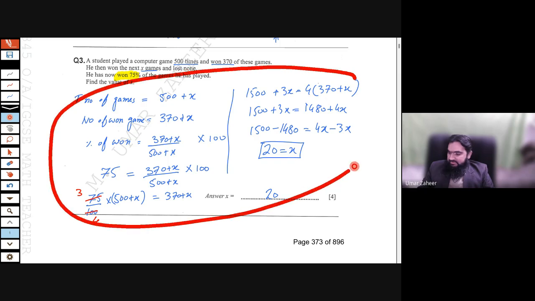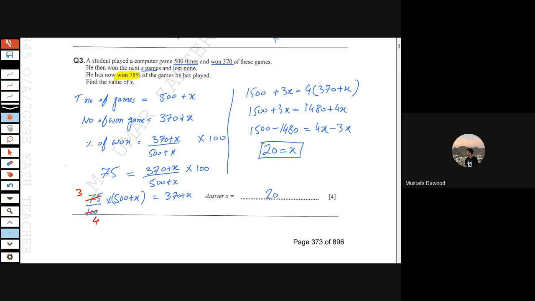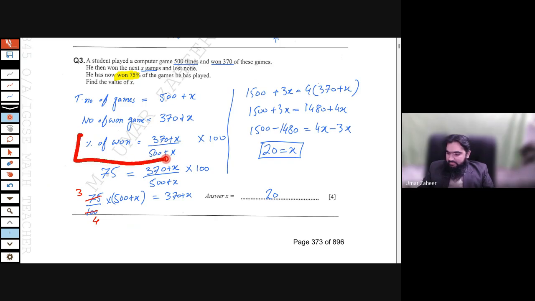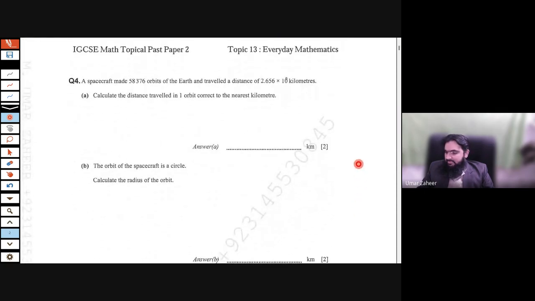Yes, is it clear? Yes, sir. So basically this is the concept from percentage. The rest of the simplification is just basic algebra. All right, let's move to the next one.